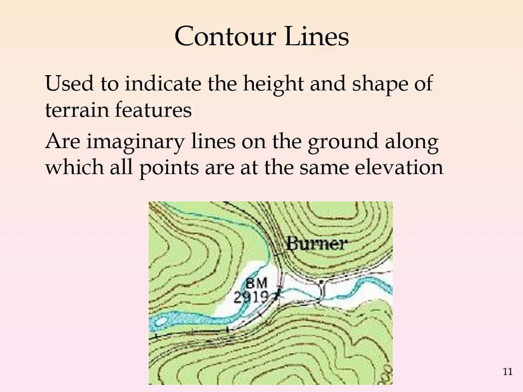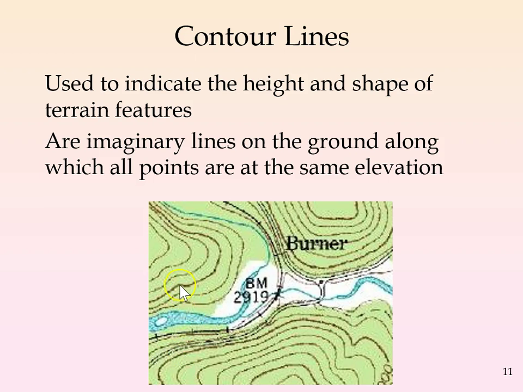Contour lines are used to indicate the height and shape of terrain features. They are actually imaginary lines found only on the topo map and not actually out on the ground, but on the map they represent areas that are all at the same elevation.